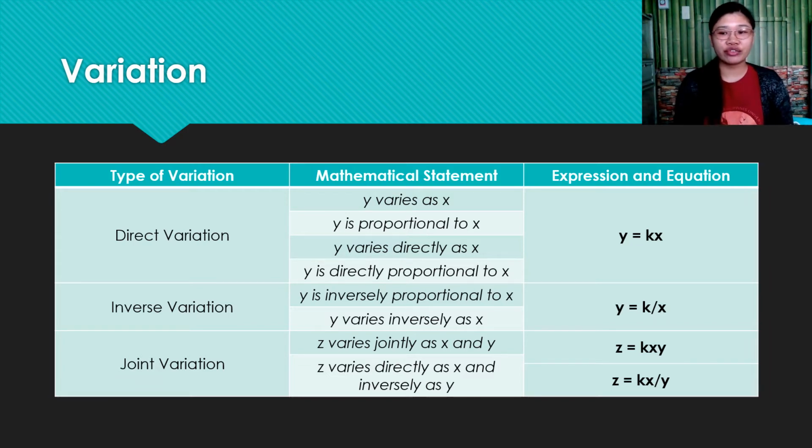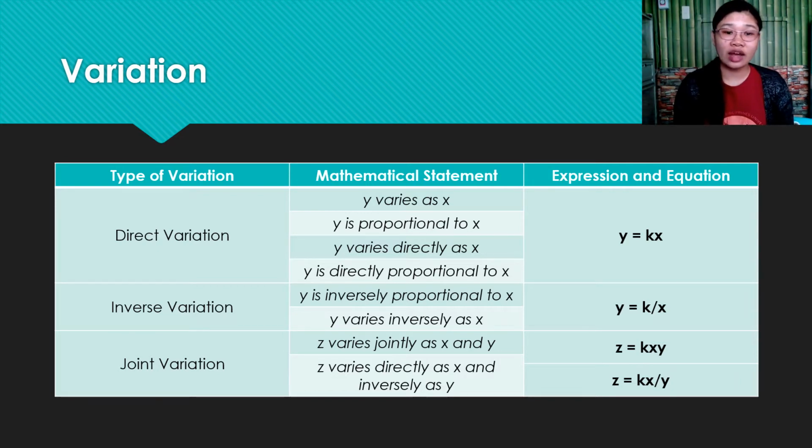Next, we have here inverse variation. Y is inversely proportional to x, and y varies inversely as x. Our keyword here is inversely. Since the statement says that y is inversely proportional to x, we have y equals 1 over x, multiplied by our proportionality constant k. Our final equation is y equals k over x.